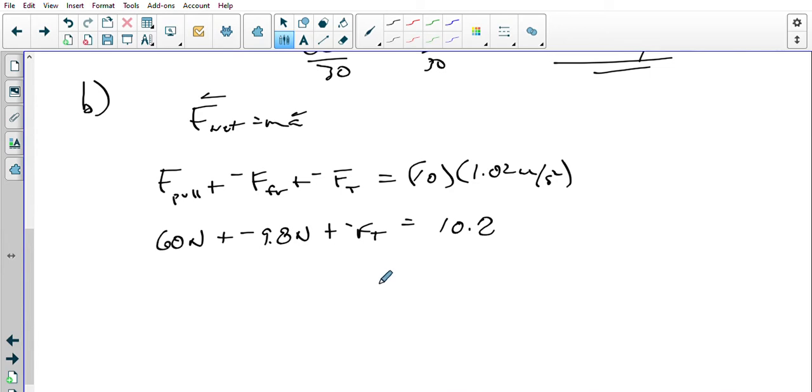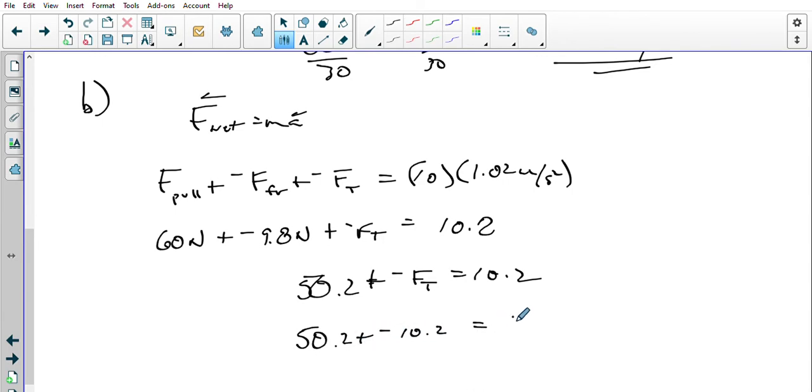Did the calculation wrong. So then we have 50.2 plus a negative force of tension is equal to 10.2. So I'm going to bring this over to the other side and this one to the other side. So I'm going to have 50.2 plus a negative 10.2, and that's equal to force of tension. Vector signs everywhere. And so then we have force of tension being 4 20 newtons.